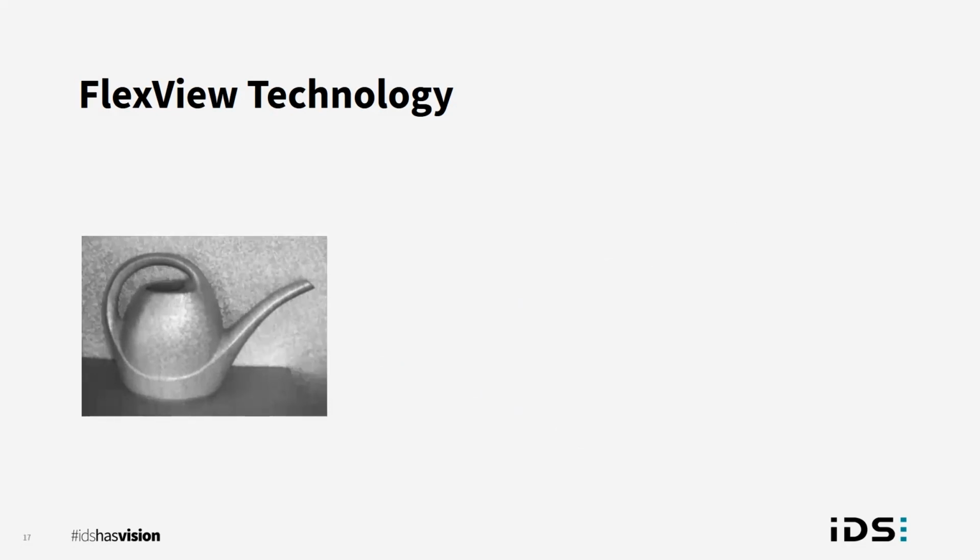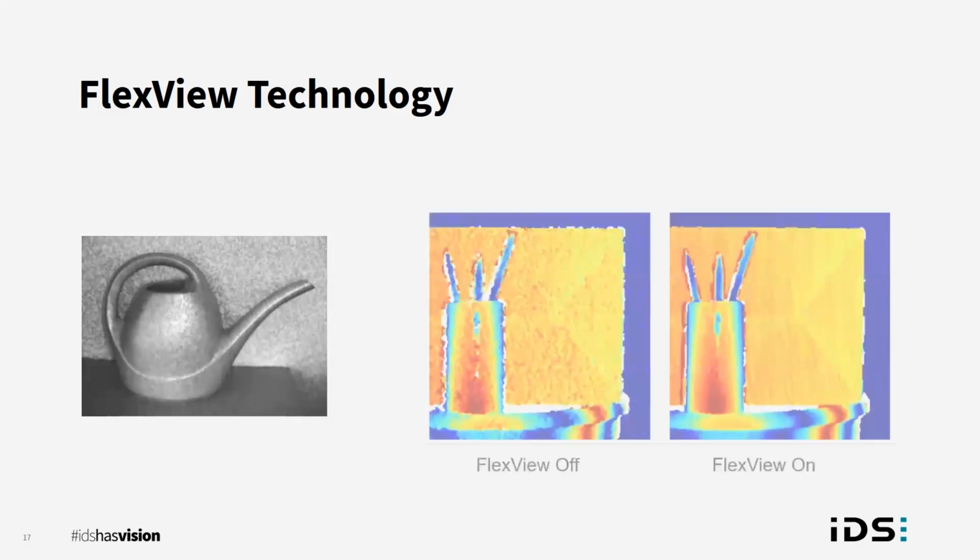So here you can see the scene where the pattern projected on the scene is moving because we use the FlexView technology. We will acquire 2, 4, 6 image pairs, and based on these multiple image pairs, we will compute the depth map.